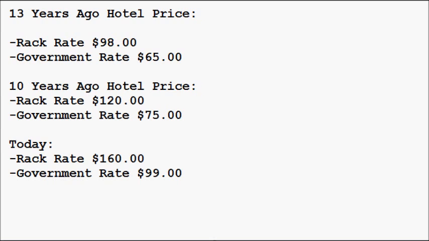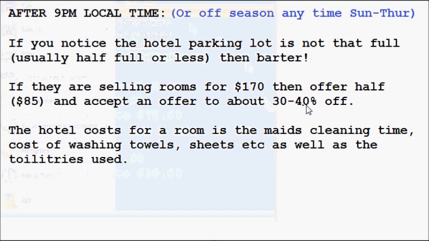So now, to not be the sucker: if you notice it's after 9 o'clock your local time, or even if it's off-season, Sunday to Thursday, and it's like 1 o'clock in the afternoon or whatever, if you notice the hotel parking lot is not that full, usually half full or less, then you've got to barter. If they're selling rooms at 170 for the night, then offer half of that. In that case, it would be 85. And accept an offer of about 30 to 40% off, which would be basically around 100. And that's why you want to go a little bit lower, because you know they're going to go higher. That's the basics of bartering.